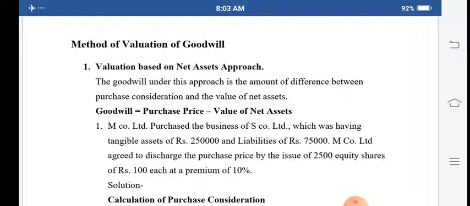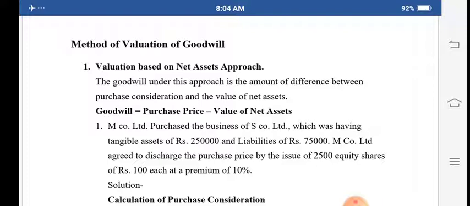It means whatever difference we get between the purchase consideration and the net assets. You already know the purchase consideration: what the transferee company is payable to the transferor company is nothing but the purchase consideration. So the transferee company is paying to the transferor company. This is the purchase consideration.